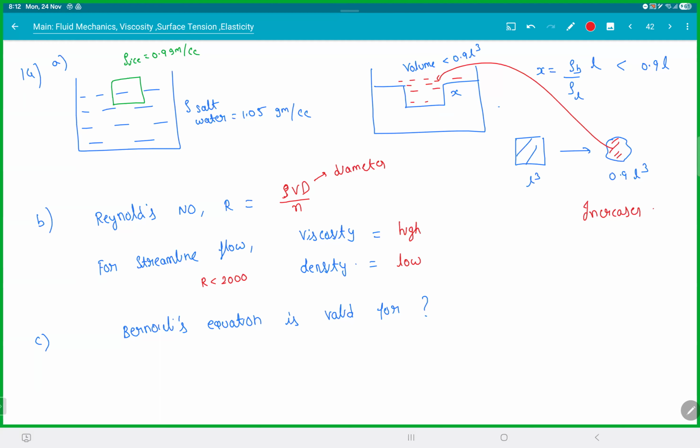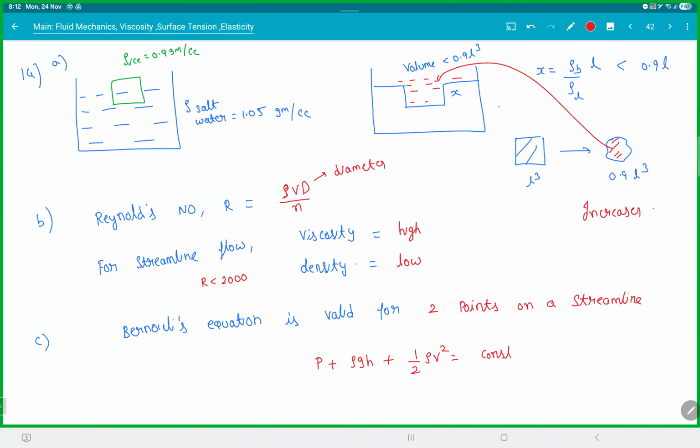What is Bernoulli's equation? It is valid for 2 points on a streamline. It's not even valid for 2 different streamlines. But then again, we make a statement saying the streamlines are identical at a point, so we just take any 2 points. But theoretically, it is valid only for 2 points on a streamline. Hope you remember what Bernoulli's equation is: P naught plus P plus rho GH plus half rho V square is equal to constant.